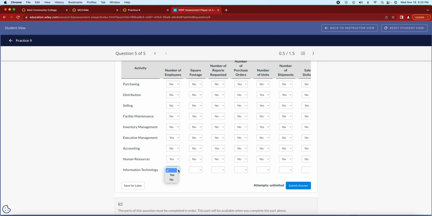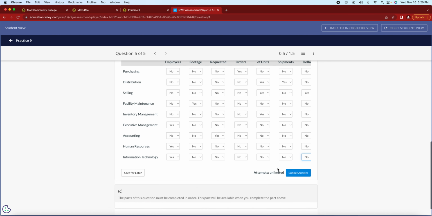IT. This could also be related to the number of employees because you're talking about the number of employees that they have to service. And sometimes that's routine service for all employees. So the more employees, the more cost you're going to have assigned to them. Not on the square footage, not on the number of reports requested, not on purchase orders or units or anything related to shipments or sales. Let's hope we got all these right.